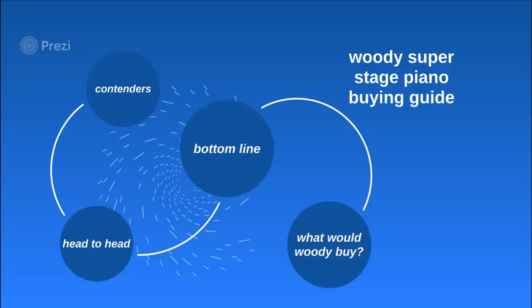Then we'll move on and I'll give you the bottom line about which stage piano I think is the best value for money right now and what you should think about if you're going to buy one. And then finally, we'll wrap up with which stage piano Woody is probably going to buy. Let's zoom into the screen then and I'll show you a presentation I made earlier.